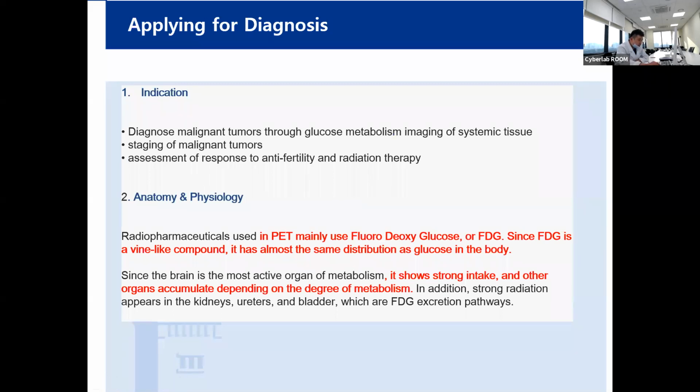So from this part is applying for diagnosis. It is good to show you the diagnosis images, indication, anatomy and physiology. PET mainly uses fluorodeoxyglucose, or FDG. So since FDG is like a glucose compound, it has almost the same distribution as glucose in the body. So it shows strong uptake from 1 hour to 2 hours, and other organs accumulate depending on degree of metabolism.